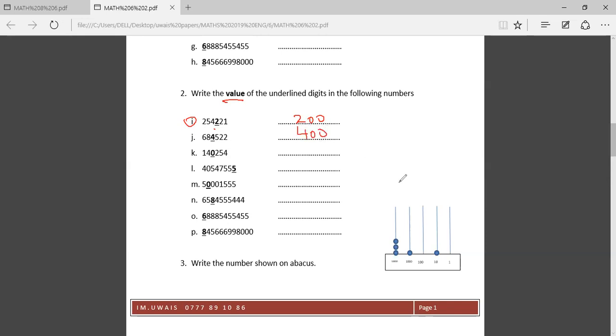Okay, now all of you write the answers for these questions up to P. The P where I come, the answers I am going to explain. Right, copy down. Write down the answers up to P.